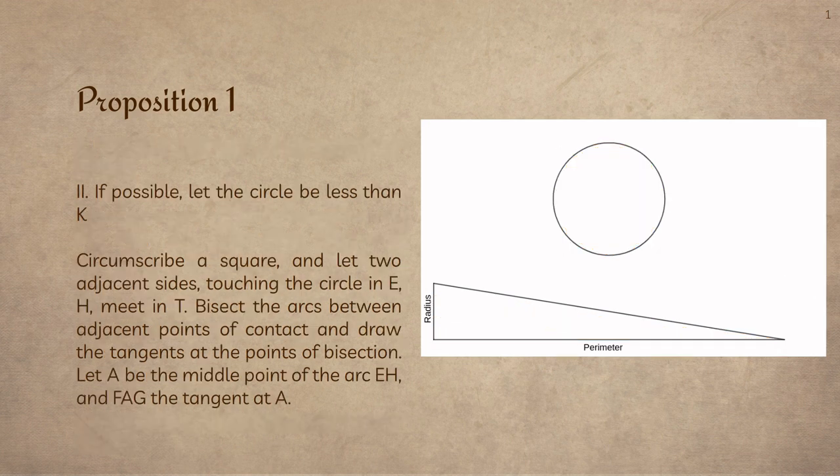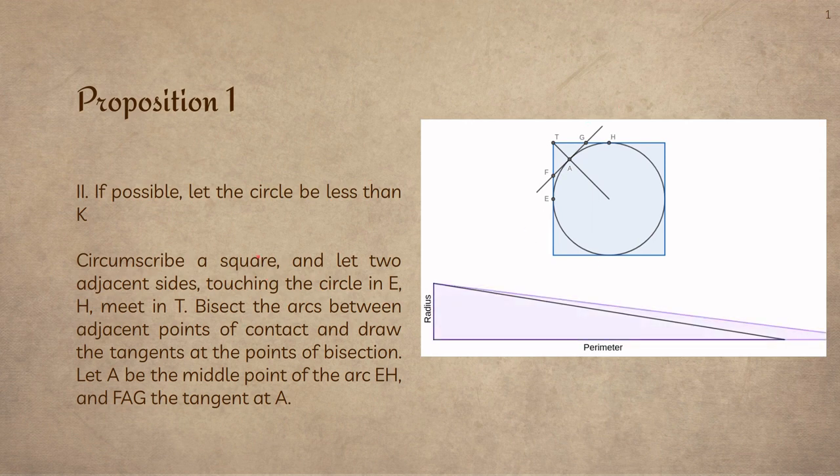He then says, if possible, let the circle be less than K. He then says to circumscribe a square and let two adjacent sides touching the circle in H meet in T. He then says to bisect the arcs between the adjacent points, like that right there, and draw the tangents at the points of bisection. Let A be the middle point of the arc EH, and FAG the tangent at A. And so you can see, if you continue this on around the rest of it, you end up with an octagon. I'm going to stop trying to draw that because that doesn't work very well. But we're essentially creating yet another polygon.